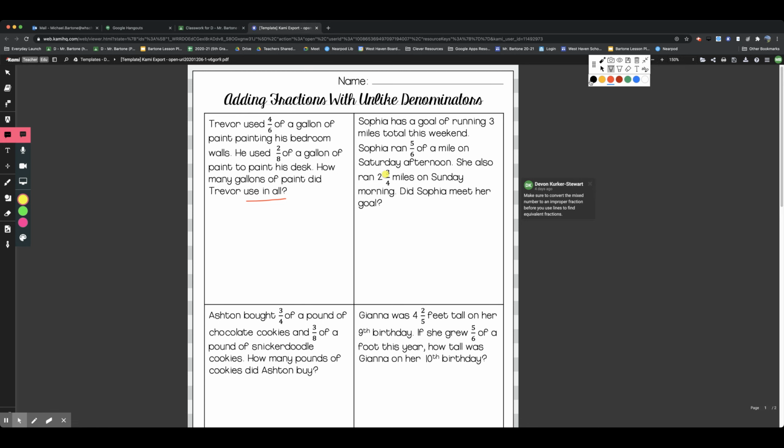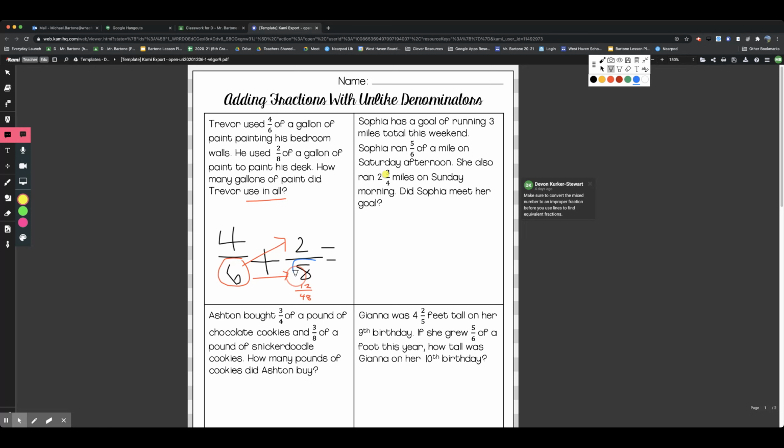So, first thing I want to do is write my two fractions, which are 4/6 and 2/8. And then we want to start using our strategy. So we're going to circle this first fraction. We're going to draw our arrows here. And we want to make sure we multiply. So 6 times 2 we know is 12, and 6 times 8 is 48.